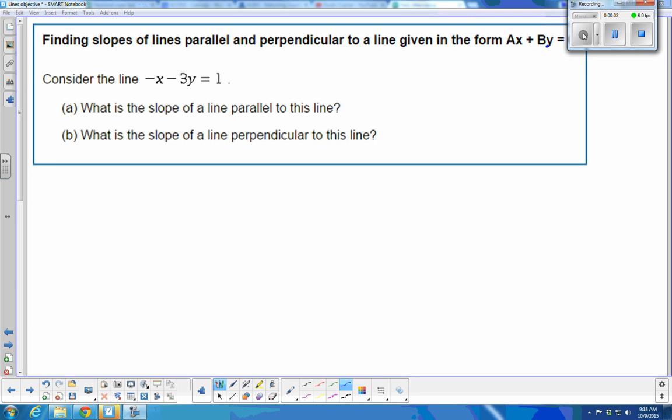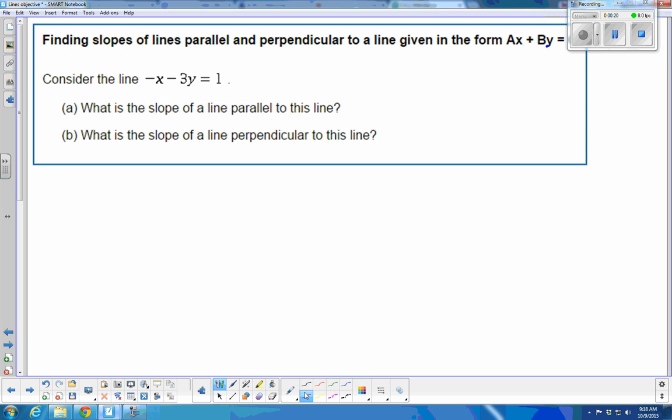Okay, so in this one we're going to talk about finding the slope of a line parallel and perpendicular to a given line in standard form. So what you're doing here is you're just looking for the slope. You're trying to find the slope of a parallel line and the slope of a perpendicular line. So there's a couple things you need to know here.